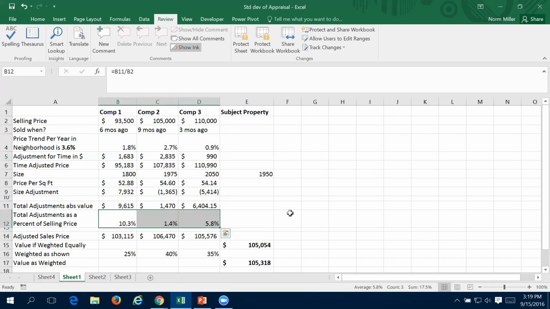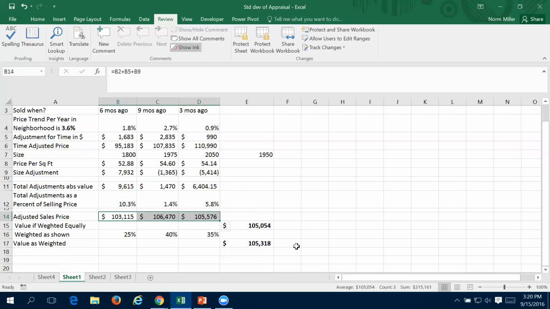And I see that for comp 1, I made 10.3% in adjustments as a percentage of the selling price. For comp 2, only 1.4, and for comp 3, 5.8. Now again, these are the absolute sum of all adjustments. So they could be positive and negative and average out to 0, but I want to know how much adjustment I did in total. So I come up with this adjusted selling price.